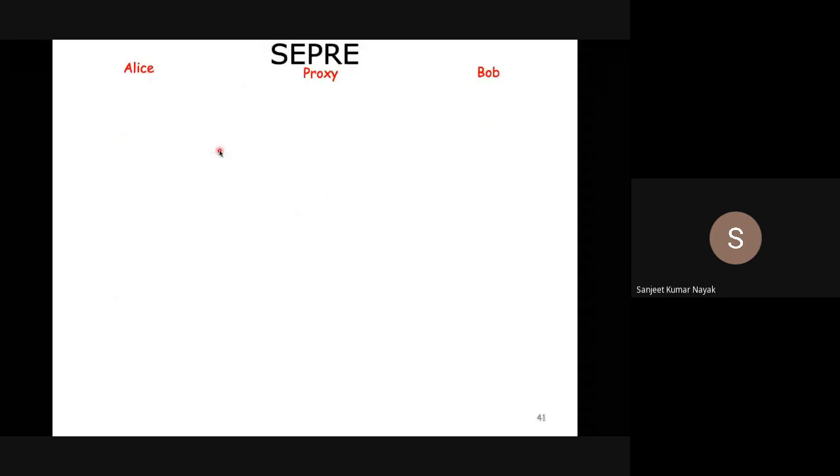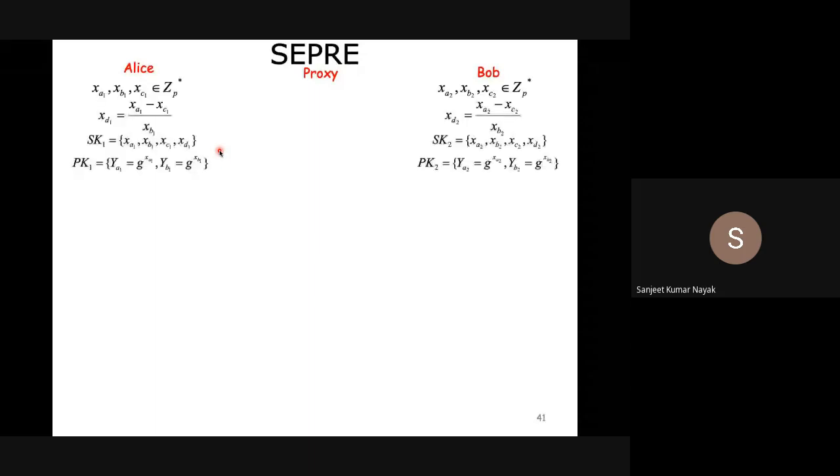To solve this problem, we proposed our own proxy re-encryption scheme, where these are the secret keys of Alice, or we can say the first party. These are the public keys. Similarly, Bob will have his own. Then we created the re-encryption key at the proxy, in consultation with Alice and Bob.